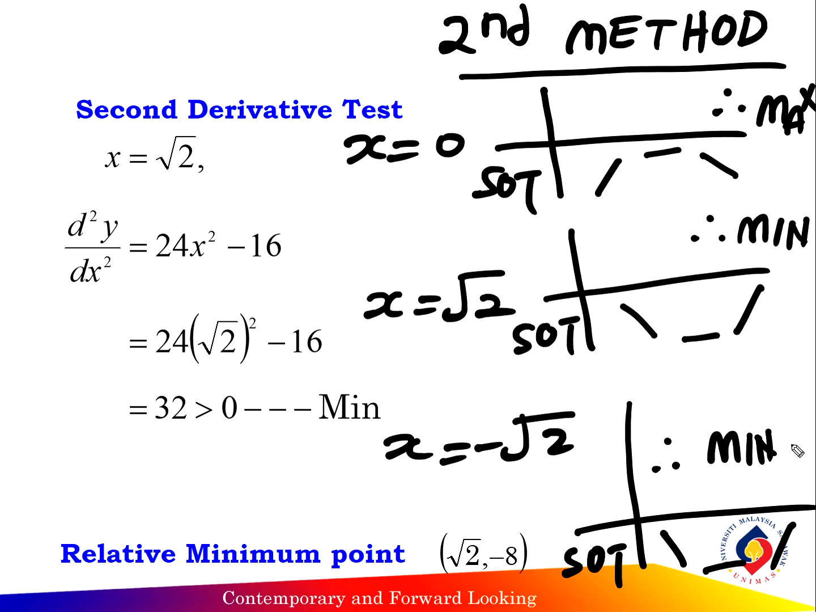Okay, so you can choose the first method using the second derivative test, or the second method, the first derivative test, to find the relative extremum point.